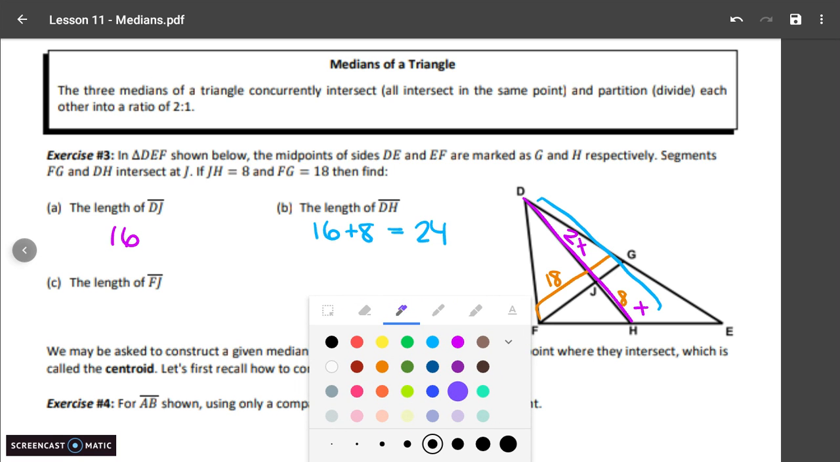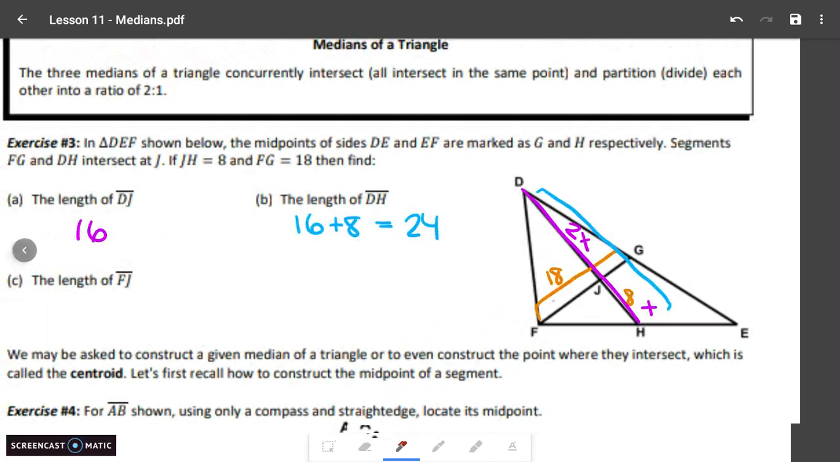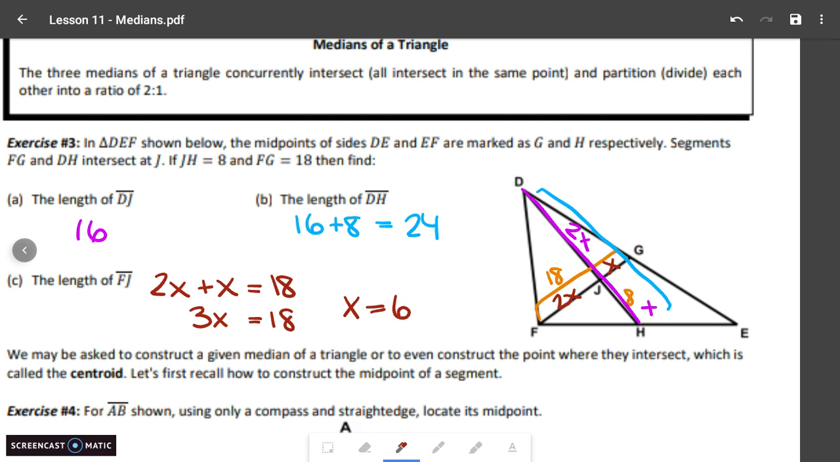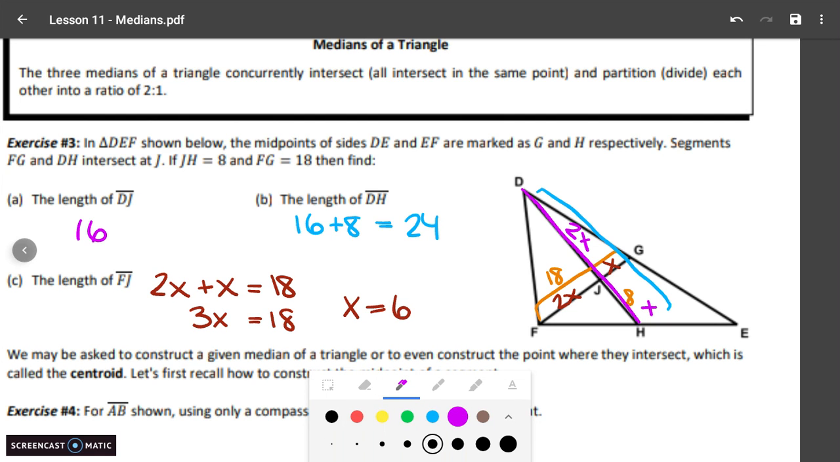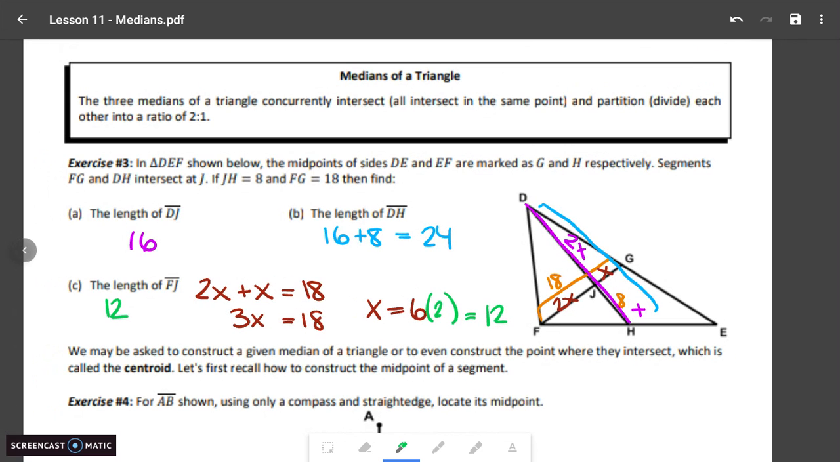And the last one, FJ. When you want to find FJ, if the whole thing is 18, it's in a 2-to-1 ratio. So I'm going to say 2x and x, because that one piece is 2 times the size of it. So 2x plus x equals 18. 3x equals 18. X is equal to 6. Now x is the smaller part. Since we want FJ, I'm going to go in and times that by 2. So we'll get 12. So it's always a 2-to-1 ratio anytime you have those medians that intersect.